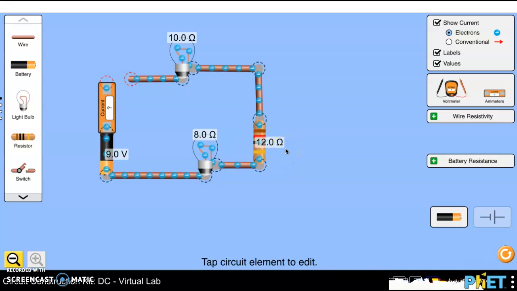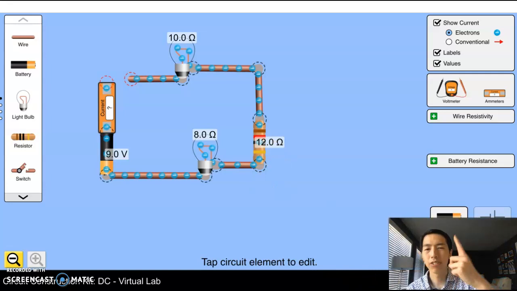You buy a pack of resistors, and they're color coded. And the colors, if you know the system for reading the colors, you can know how much resistance each resistor has. So when we design circuits, we know the voltage, we know all of the individual resistances. And now with our formulas, we're able to calculate equivalent resistance, and we're able to calculate the current that runs through the battery.